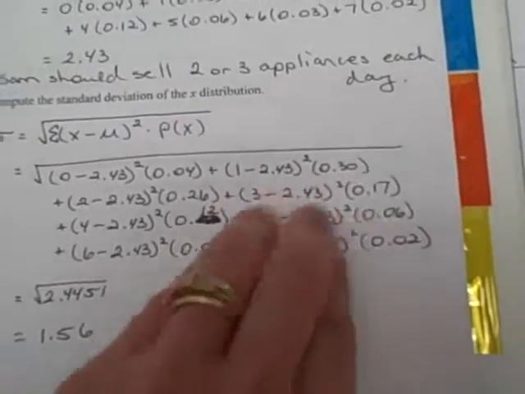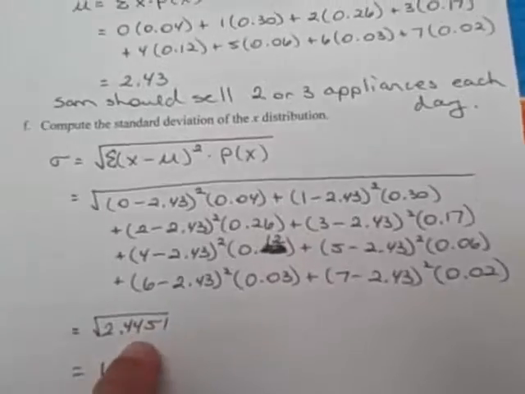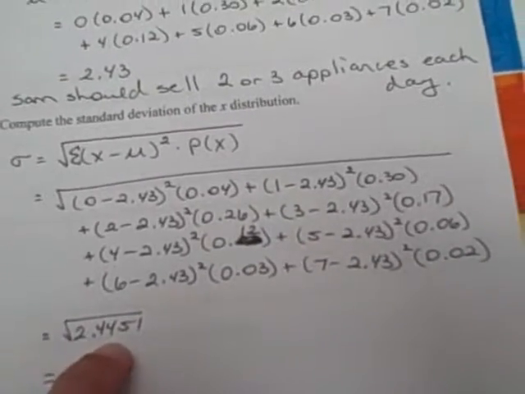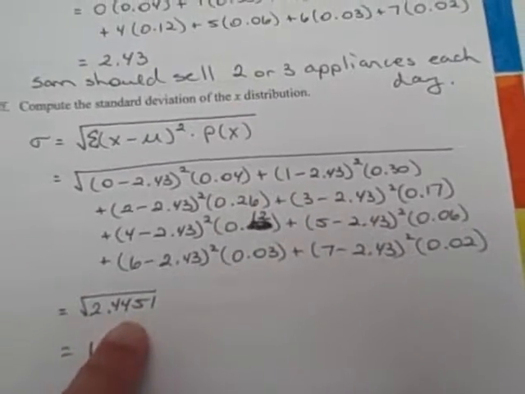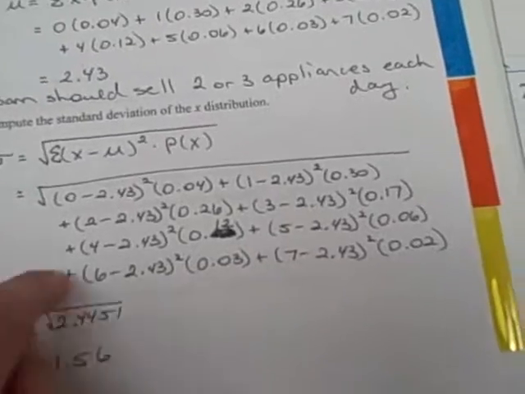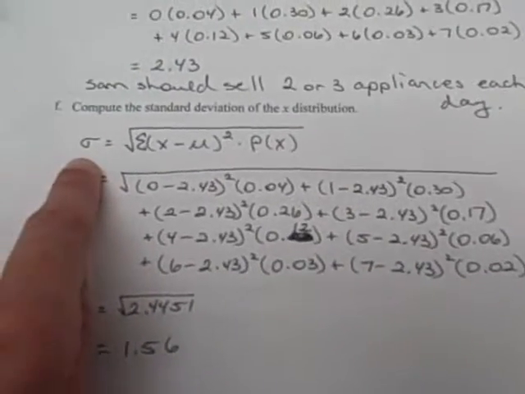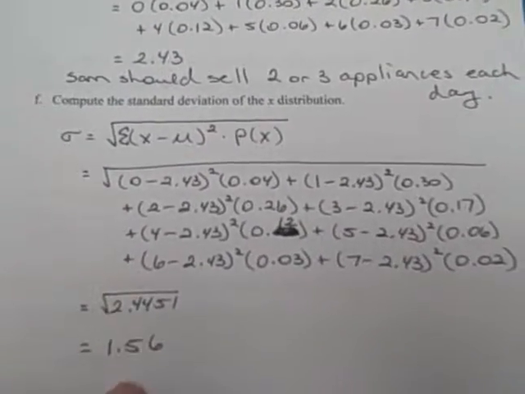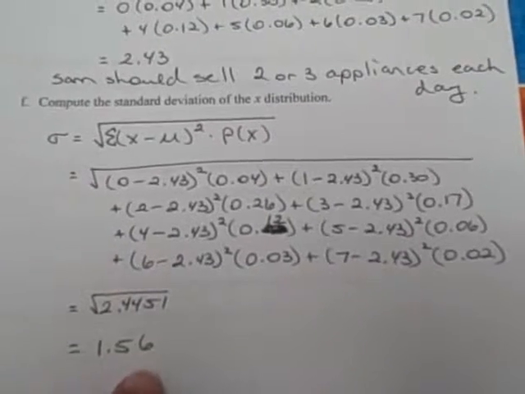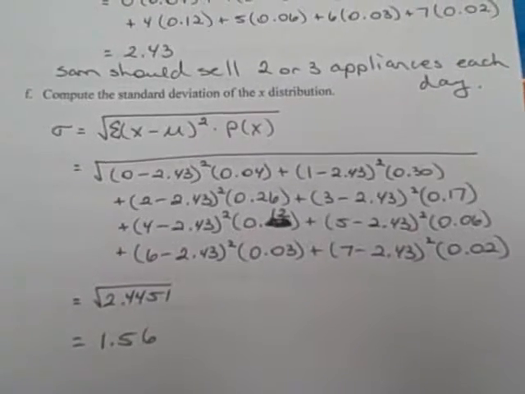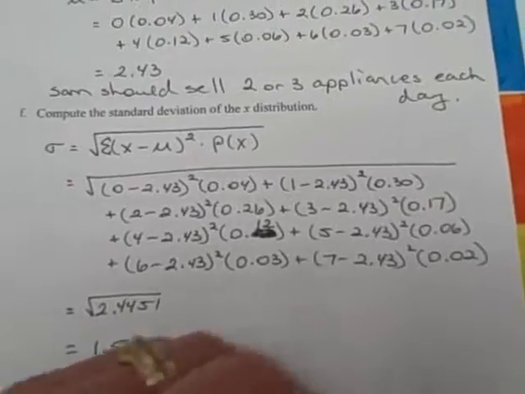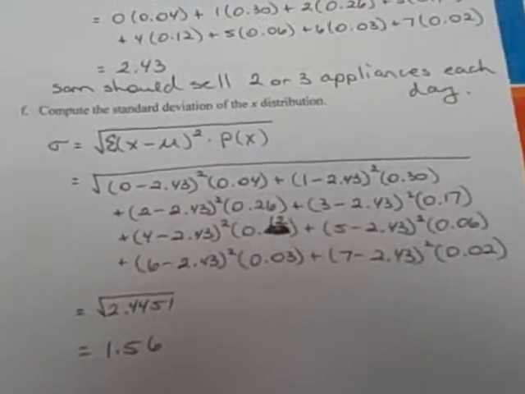When I work out all this on the inside, I get 2.4451. But remember, right now that's in squared appliances. We've got to get the standard deviation, so we need to take the square root. So we get 1.56 appliances. All right, that's it for 5.1. Let me know if you have any questions.